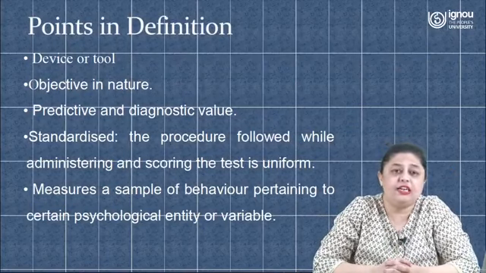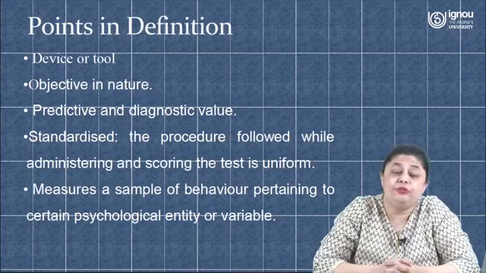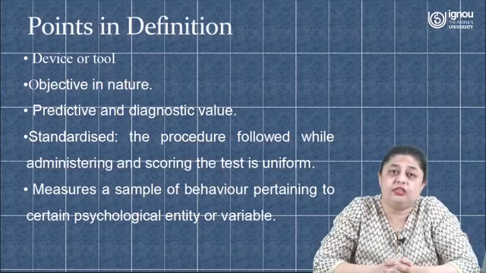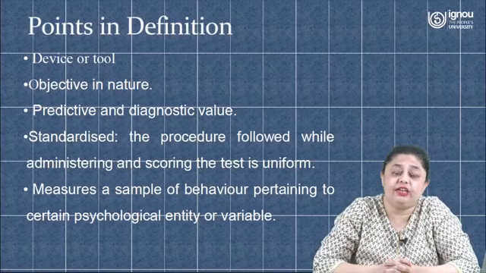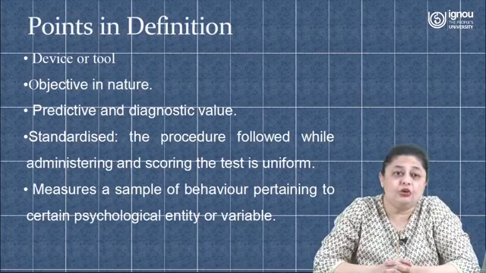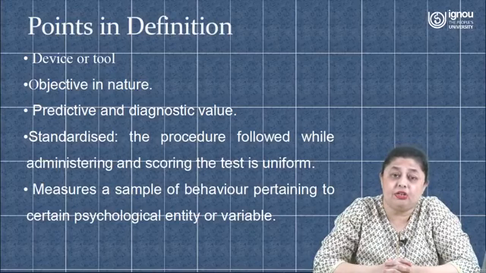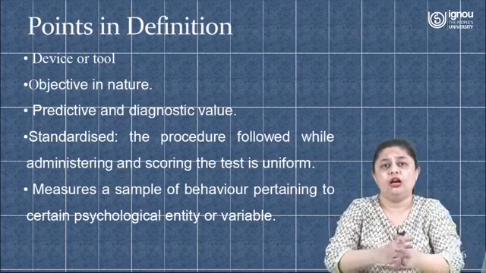So these are some of the main points of the definition. First of all, it is a device or a tool. Second, it is objective in nature. This is again very relevant. Most of the psychological tests need to be objective in nature, so that subjectivity doesn't creep in. Then it is also predictive. It has predictive and diagnostic value that is based on the psychological test.